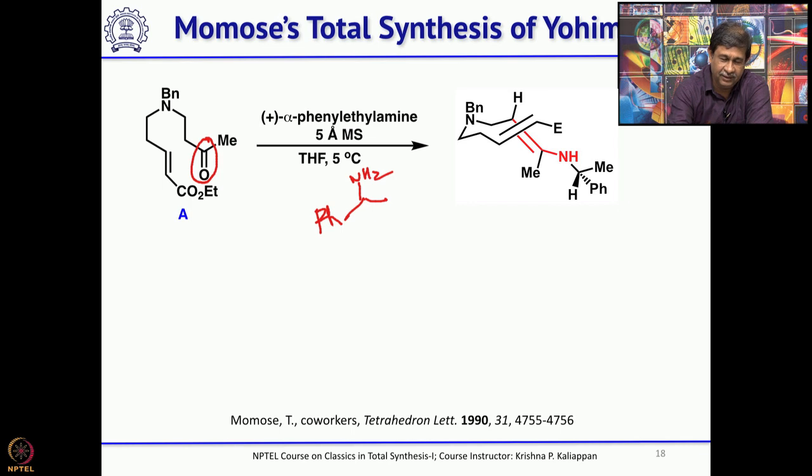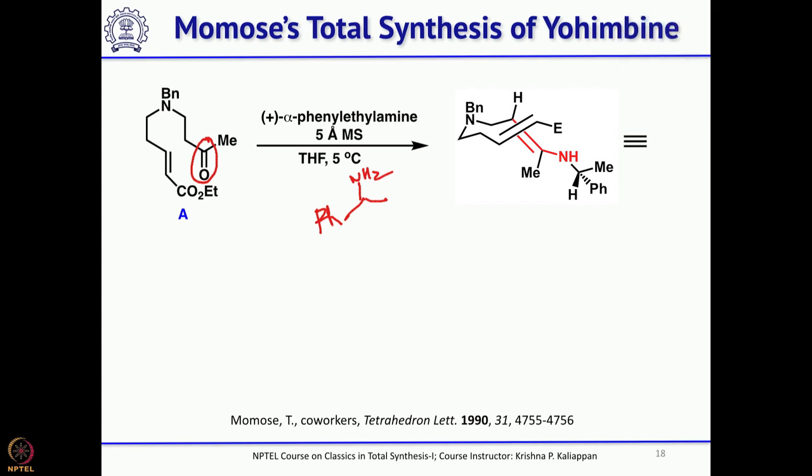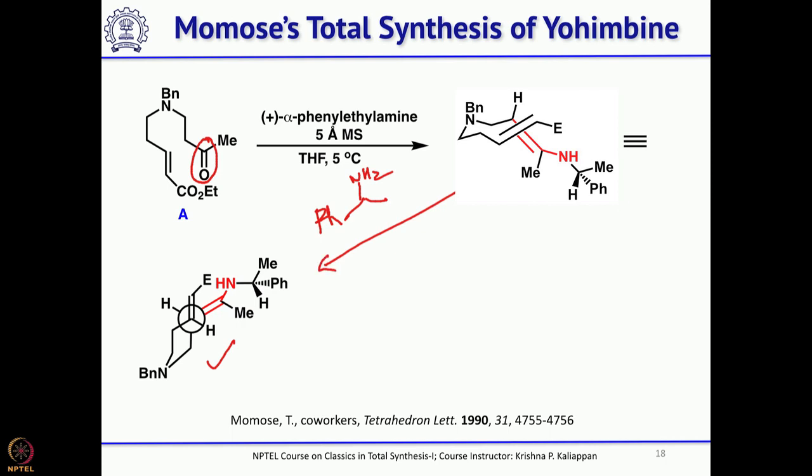He took alpha phenyl ethyl amine and then treated it with this ketone. So you have a ketone and then treat with a primary amine, it can form an imine, and that imine can undergo isomerization to form the enamine. So this is the enamine. Now this enamine can undergo an intramolecular Michael reaction. So you can see this can be redrawn in this conformation. I will leave it for 30 seconds so that you can see how this can be redrawn like this.